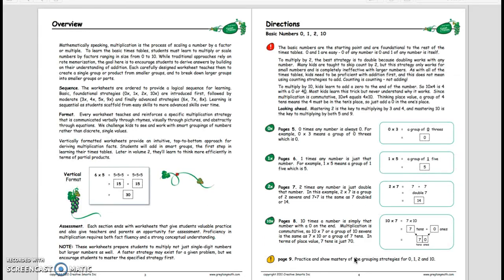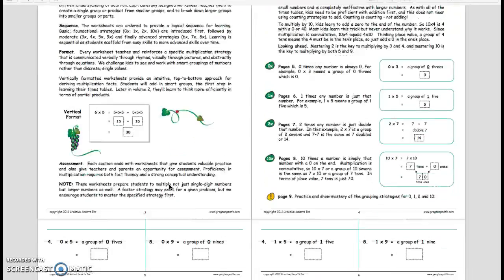As you keep going, it gives you an overview. It gives you very detailed directions on how to fill in the worksheets, how to teach it, how to look ahead. He uses what he calls vertical format, which is the top to bottom approach that he uses. They add in what he calls smart groups, which is the first step to learn that it's repeated addition.